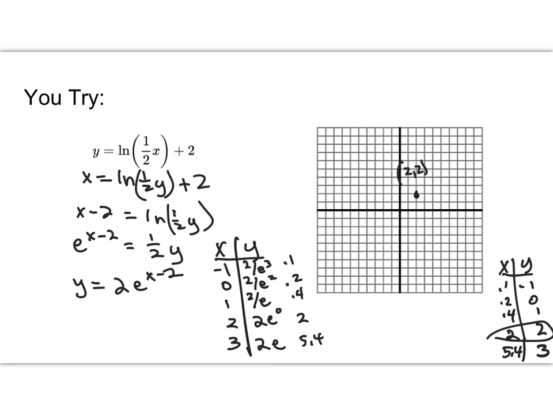All right, and then 0.1 is -1, so that's about here. 0.2 is 0, about there. 0.4 is 1, that's about there. Oof. And then 5.4 is 3. And that's all there is to graphing logs. Be ready to practice in class next time. That's a threat.